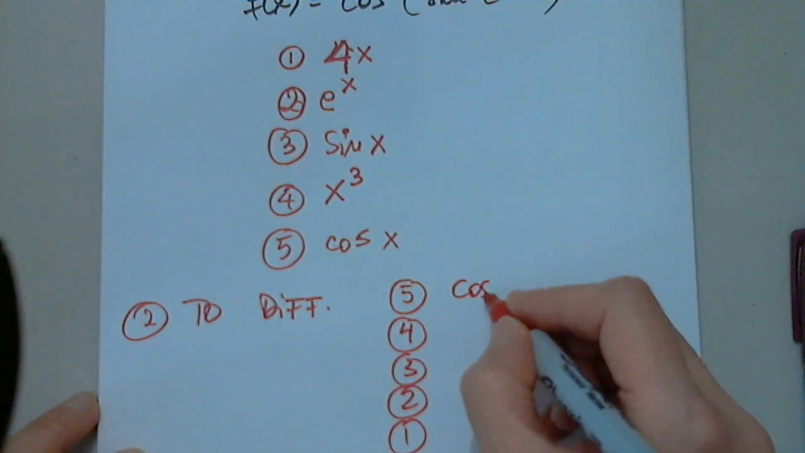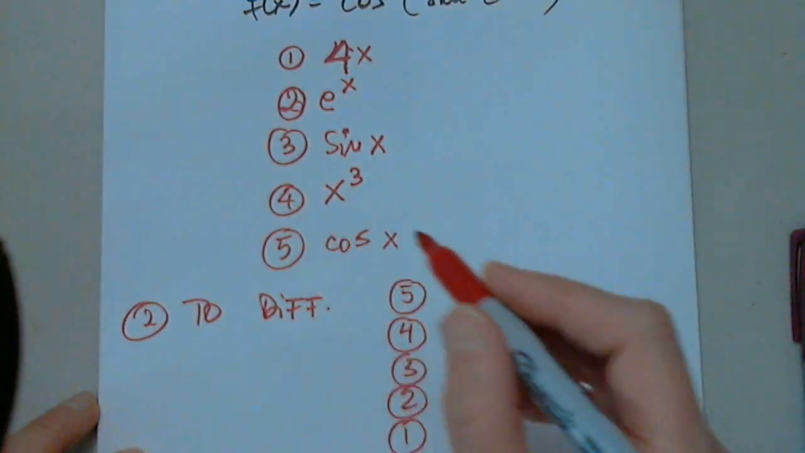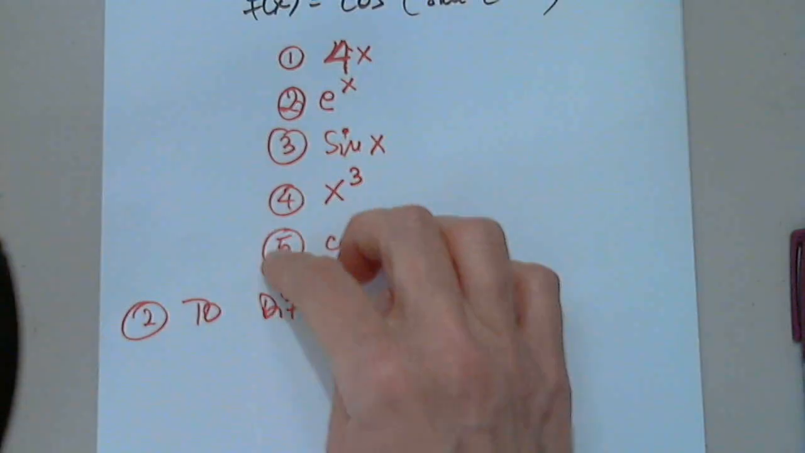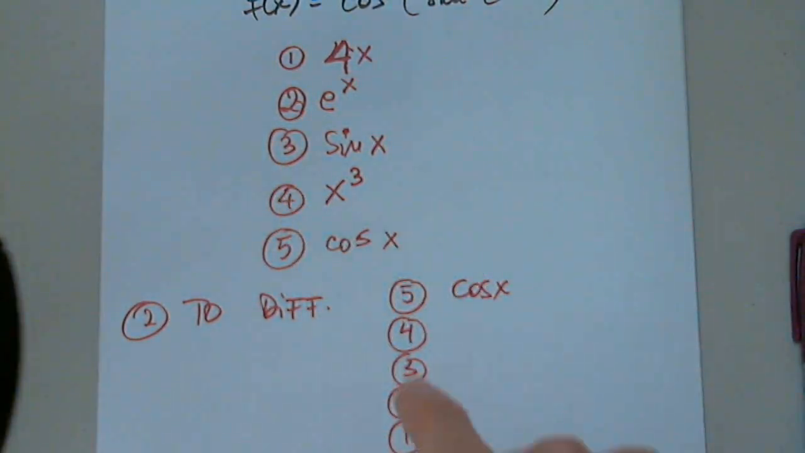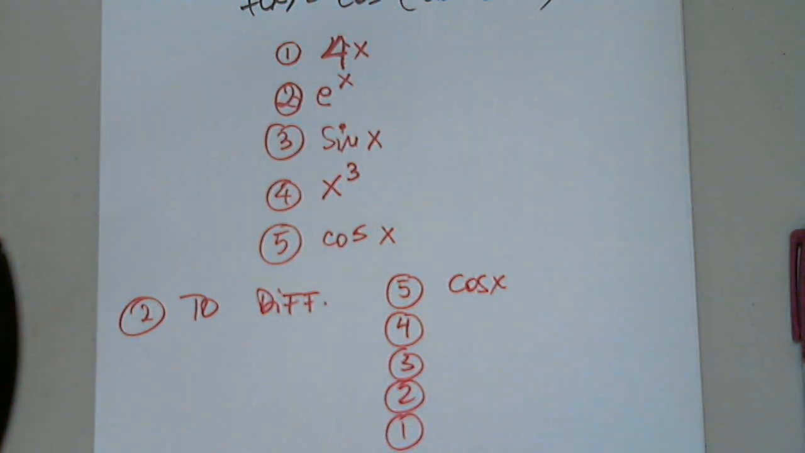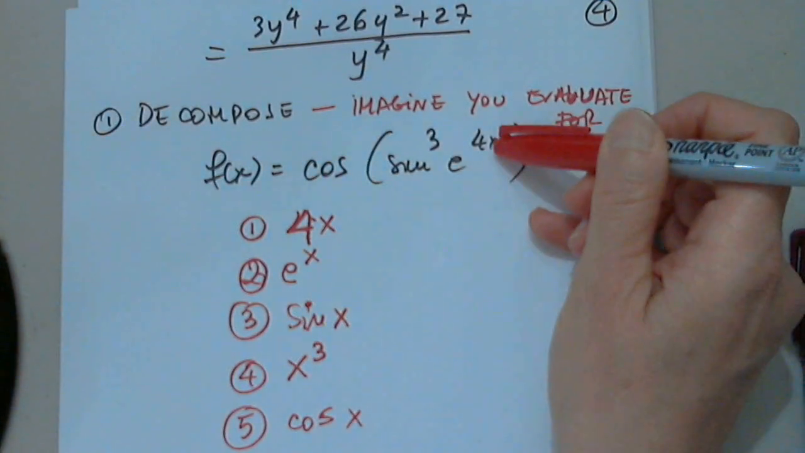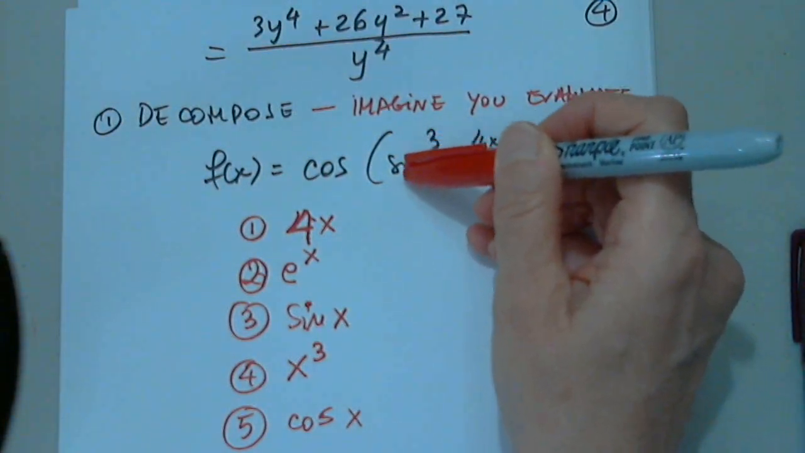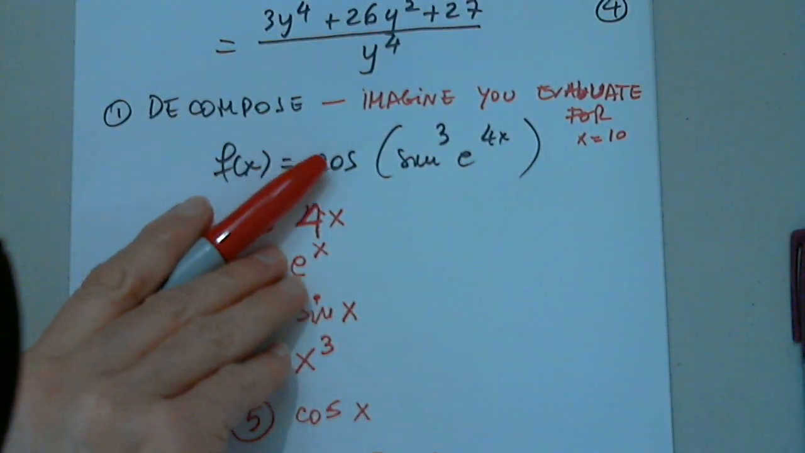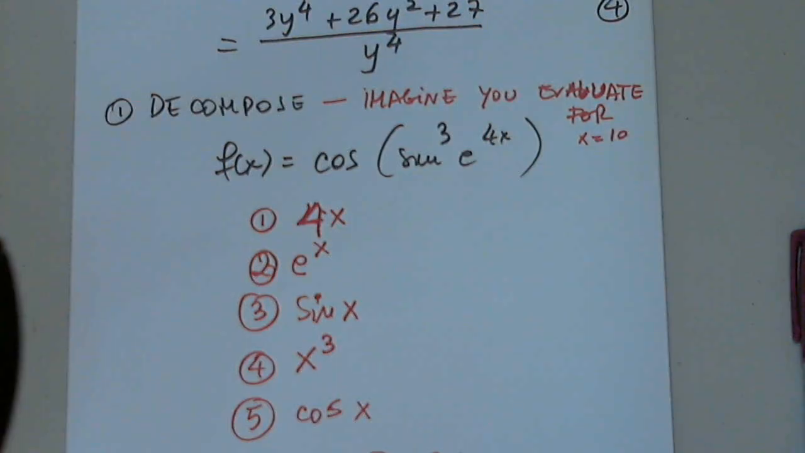So I start with cosine, that will be number 5. Then I continue with this. Maybe that's confusing. Maybe I shouldn't put them in there. Just so number 5 is done first. Number 4 is second. Number 3 is third. Number 2 is fourth, and number 1 is the last one. So when I evaluate, I have to start with the inner, slowly, slowly, slowly till the outer. When I differentiate, I start with the outer till I get to the inner.